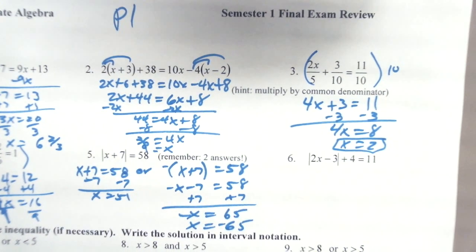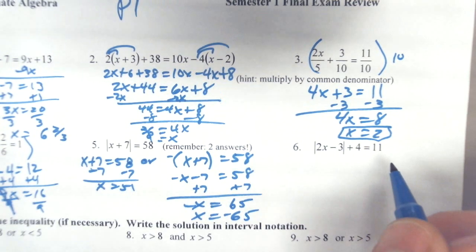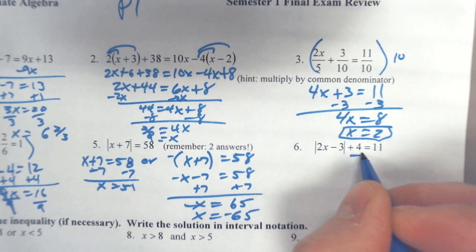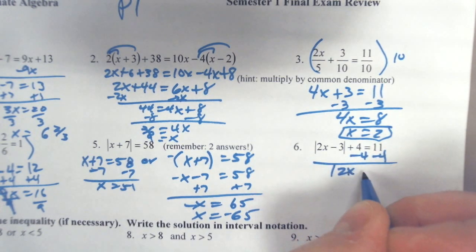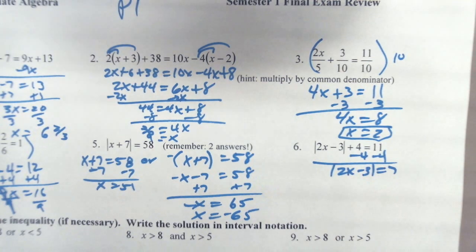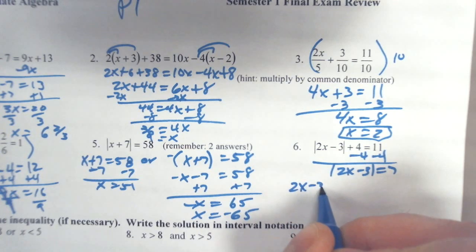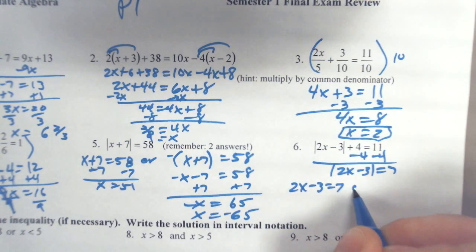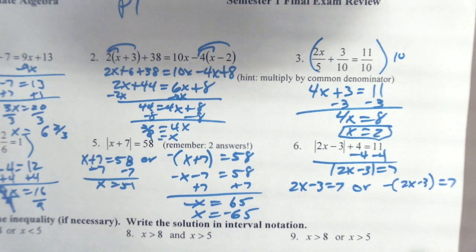And the last one on this section is this absolute value. Before we split it, we need to get the absolute value by itself. And so I get the absolute value of 2x minus 3 equals 7. Now I can split it into two equations, one where it's positive and one when it's negative. So I'm going to write it like that.